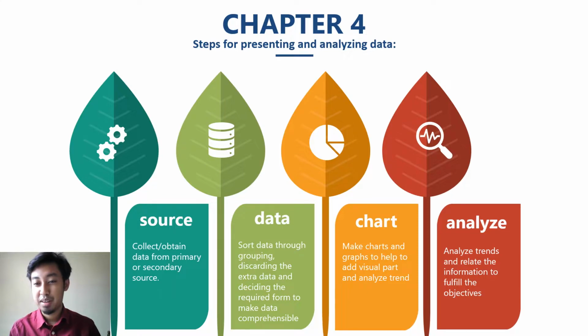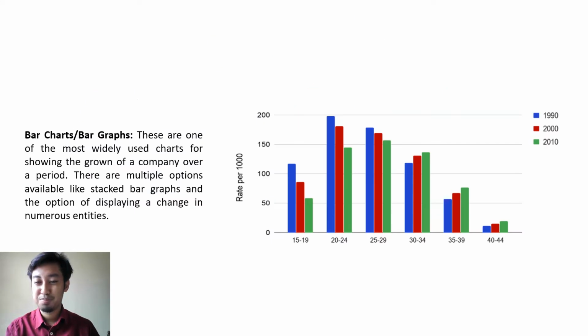Okay, and for the next part from the data, you should make a chart and graph to help add visual part and analyze the trend. And then the last part, you analyze why it happened. Analyze the trend and the relationship information to fulfill the objective. Okay, the art of objective, I think you should remove it.